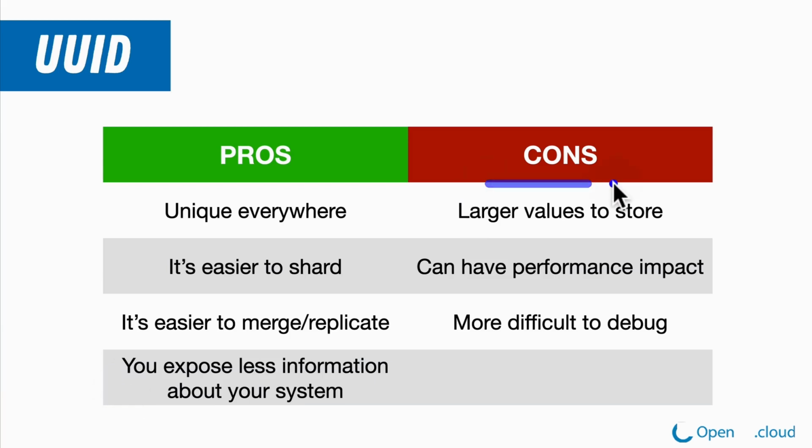There are also cons to UUIDs. They're larger values to store. As you could see, it was a long string. It can have a performance impact because it stores more data, and it's way more difficult to debug. It's hard to go and look at a unique identifier and be like, oh yeah, it's that person or it's over there. They're just unreadable pieces of information that are unique. So UUIDs have their pros and cons.